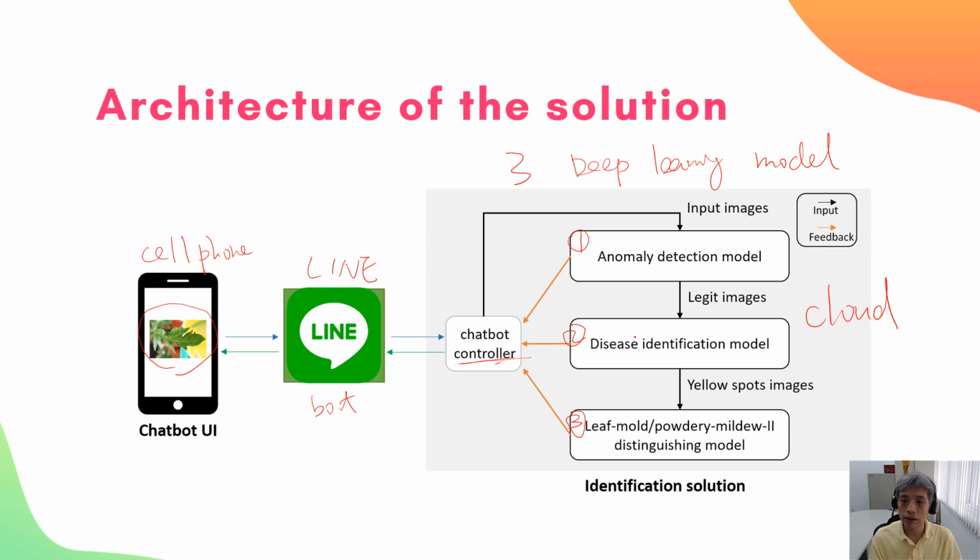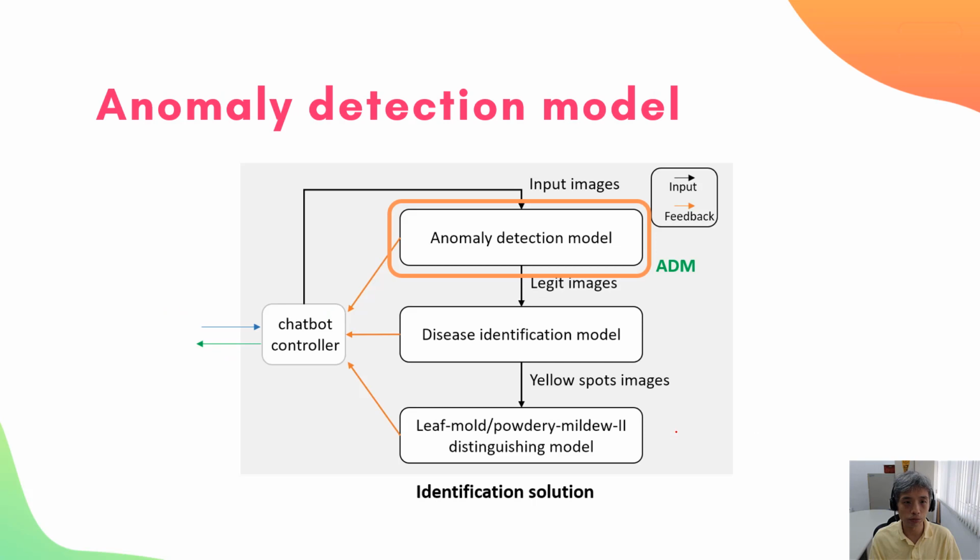What are the three models used for? The first model is called ADM, the anomaly detection model. The second model is the disease identification model. The third model is the leaf mold and powdery mildew distinguishing model. I will explain them separately here.